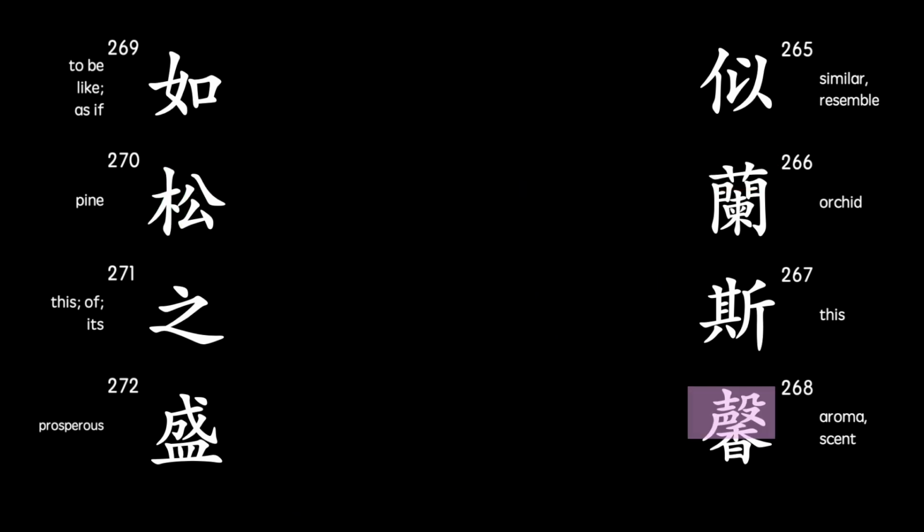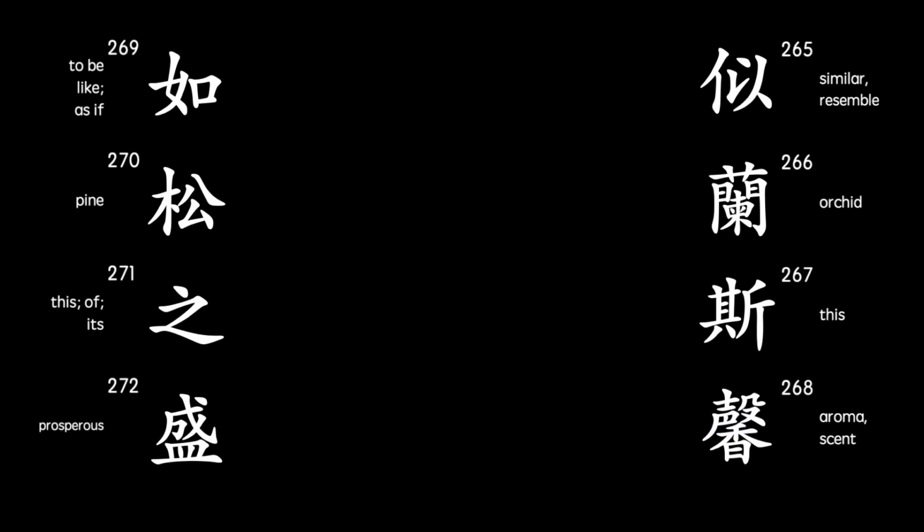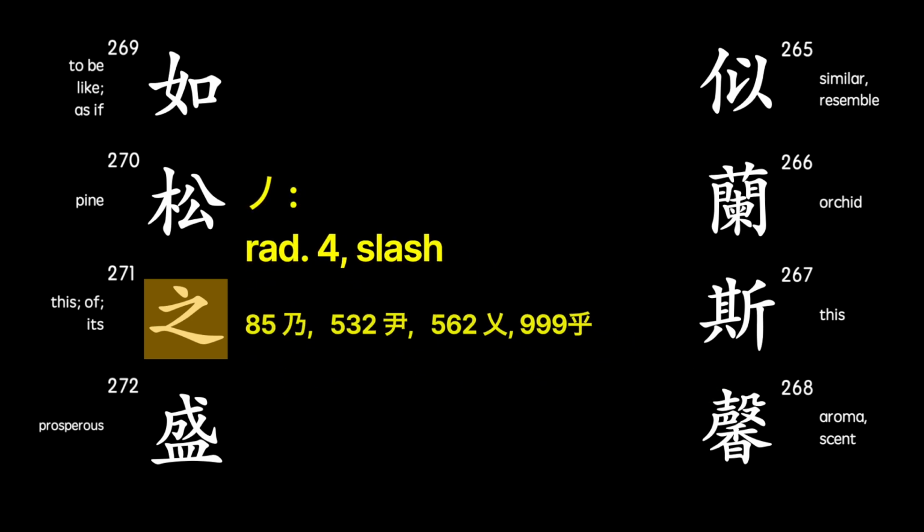I mentioned 268 just to point out that the highlighted components on the top appear in the same way in character 220. And this one means aroma or scent, and that other one means voice. So they both deal with sensory perception. For 271, I don't know of many other characters that resemble this one. Its radical is the downward slashing stroke. Here are a few other characters from the classic that share this radical.